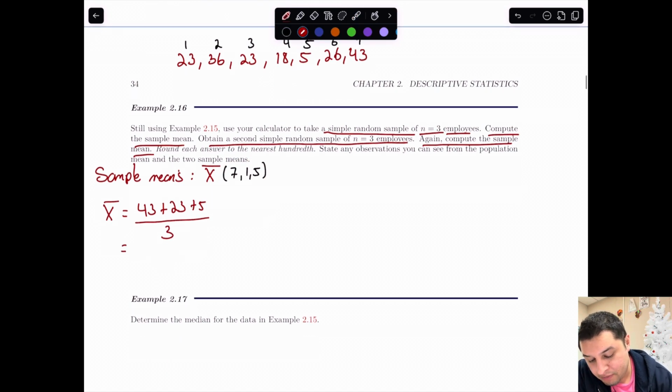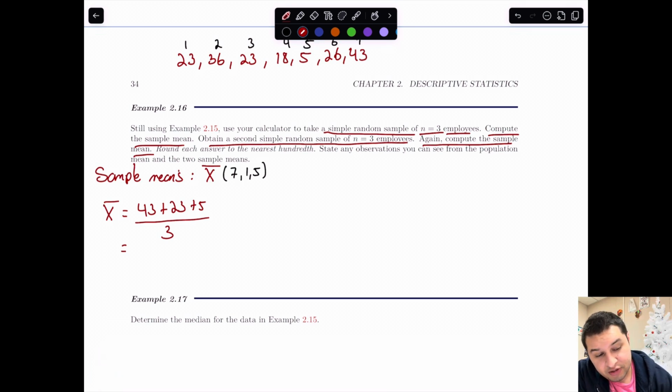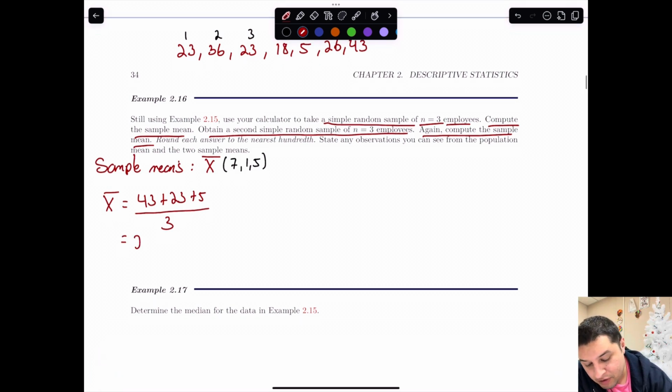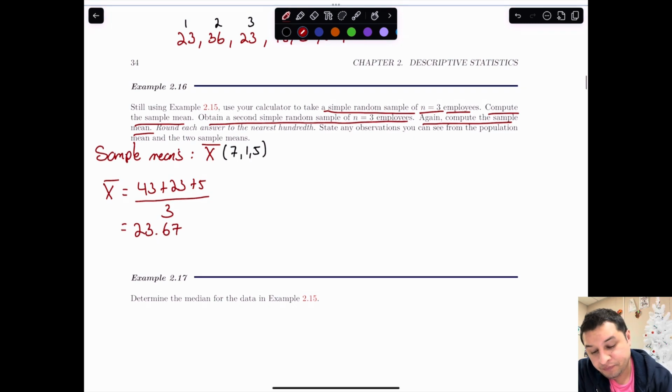And if we compute this, 43 plus 23 plus 5, all divided by 3, that is going to give us 23.67. And so that is our x bar for this first one.